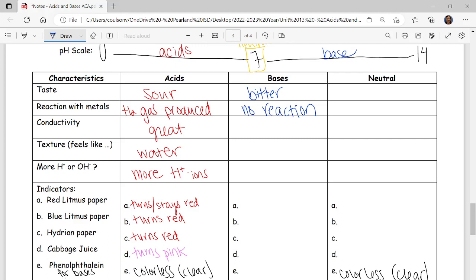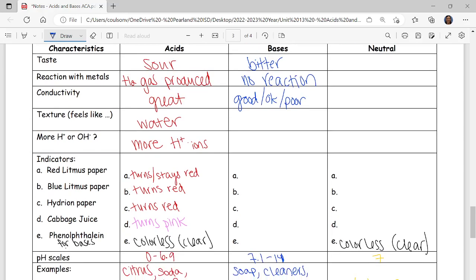As far as conductivity, the conductivity of bases is kind of all over the place. Sometimes we say that it's good. Sometimes we say that it's okay. Sometimes we say that it's poor. The texture of a base, if you think about what it feels like to hold soap or a cleaner, like if you get cleaner or bleach on your hands, again, I'm not suggesting doing this, but you can feel that it's slippery. It doesn't feel like water.